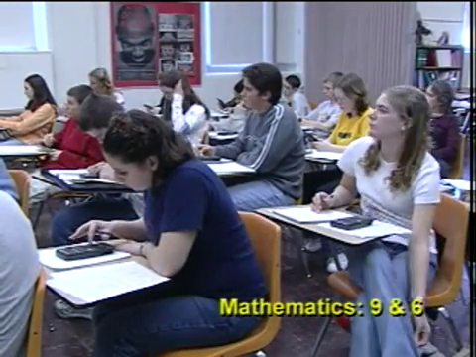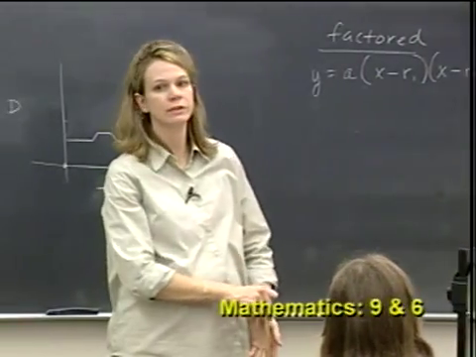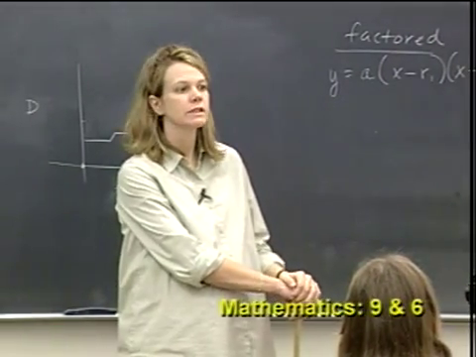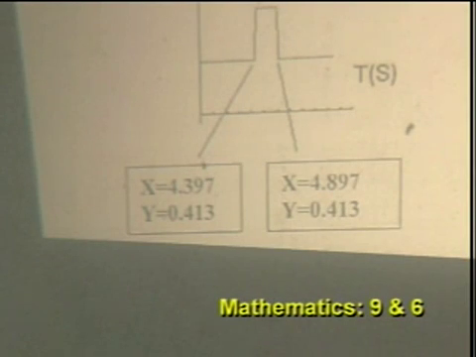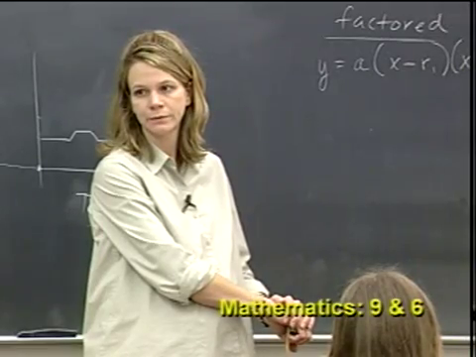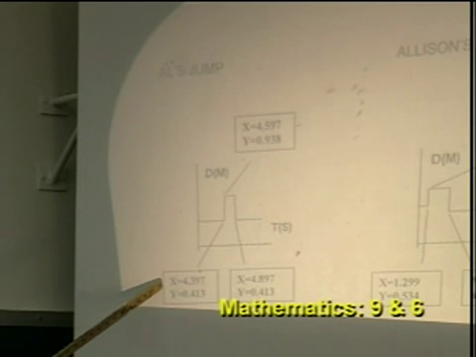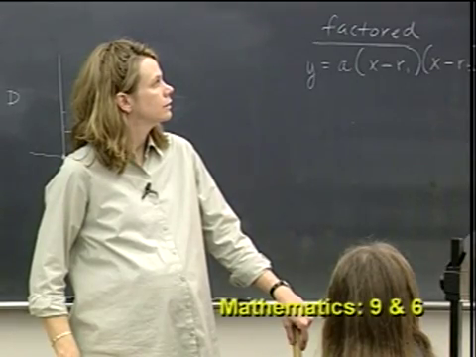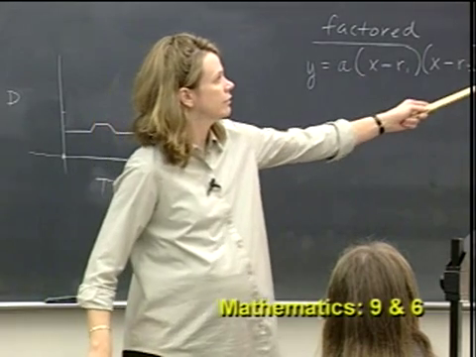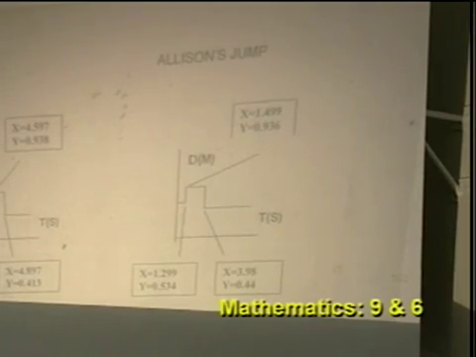Who can tell me the real-world interpretation of x equals 4.397? What does that refer to? Holly? That's the time we started the jump. That's the time it took off. X is time, right? Okay, Ryan, what's Y? The distance from the motion detector. She started further away at 0.534. All right, when did she take off jumping?